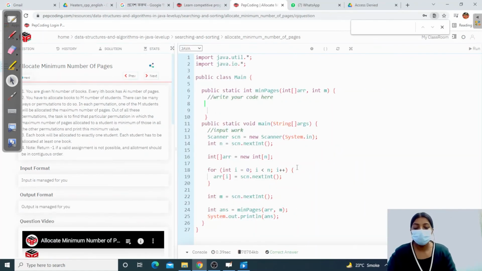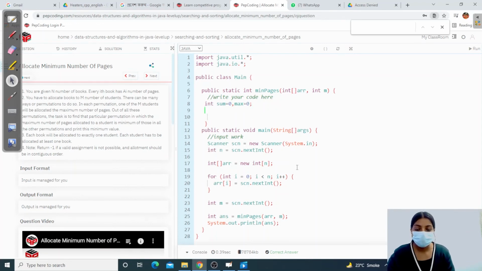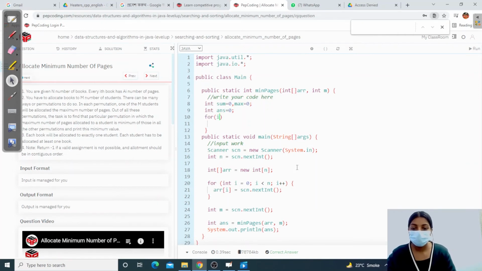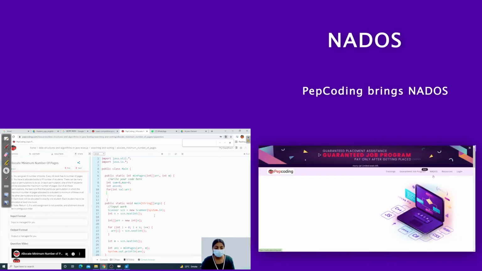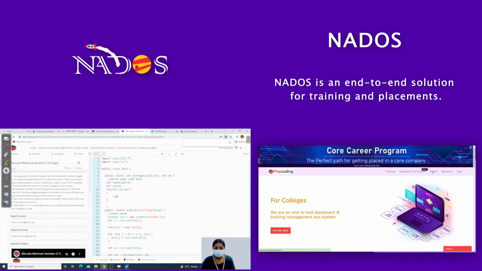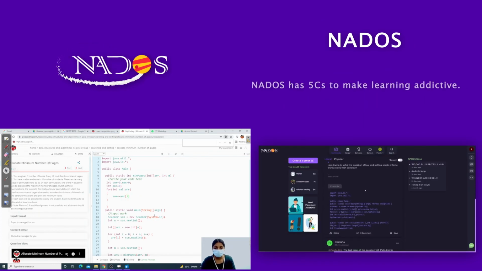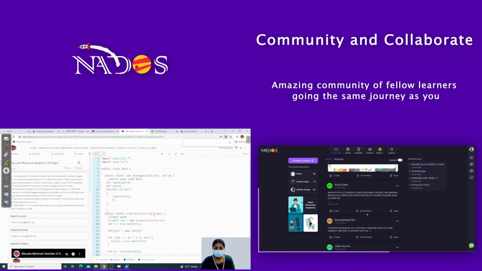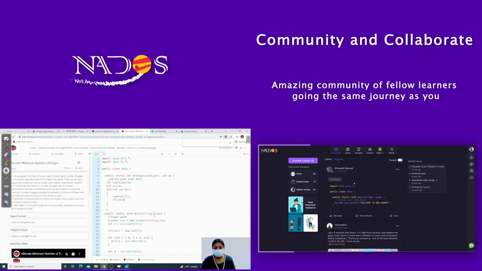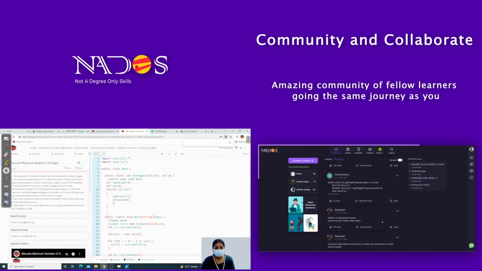Okay, so let's write some code. First of all, what I am going to have here is my sum, that is going to be my high, and my max, that is going to be my low, and my answer. First, I will iterate over each of my array elements, and then I'm going to calculate my max and my sum. And for my max, if the value is greater than max, then update my max to val.